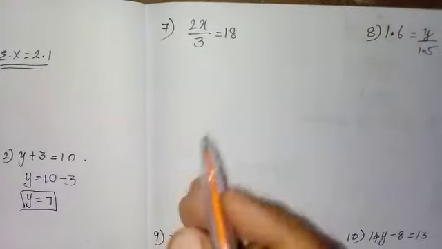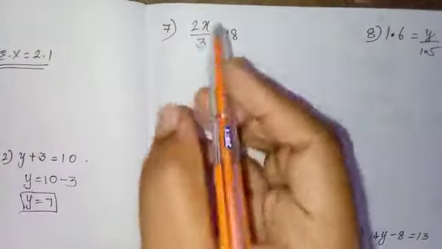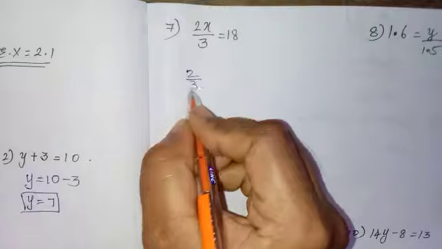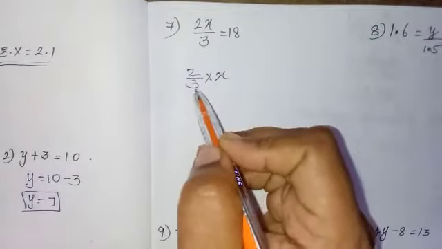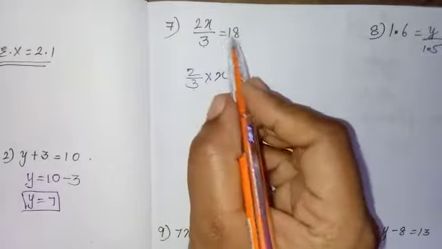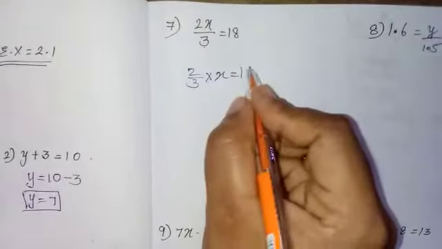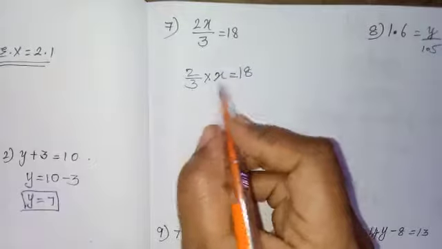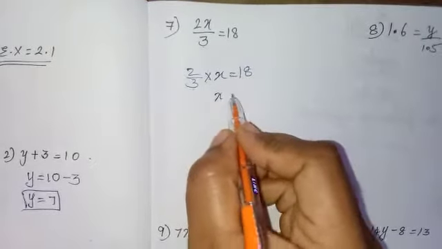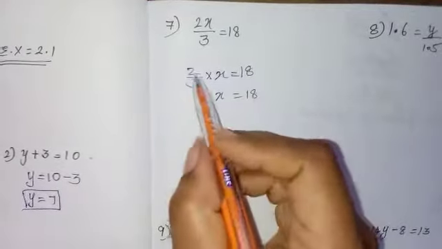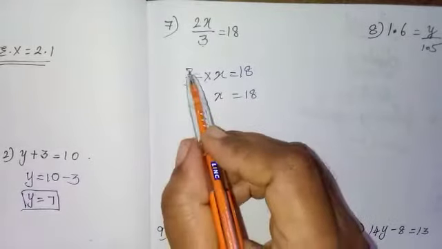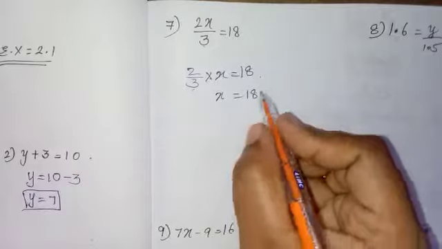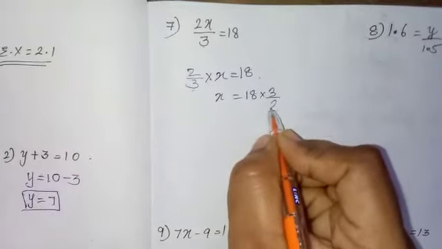So next, seventh sum, you just separate and take it. So 2 by 3 multiplied by x. So 2x by 3, 2 by 3 multiplied by x we have to write. Then equal sign 18. I want the x value only, so I take x equal to 18. Here it is a multiplication, so it will become the reciprocal. So 2 by 3 comes to the right side as 3 by 2.